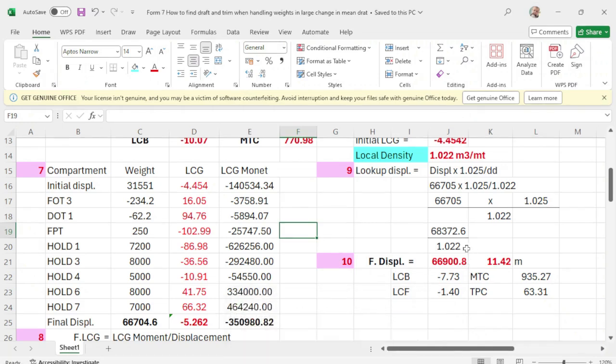So with this new displacement of 66900.8 with the new density 1.022, this will be your new draft at the density of 1.022. Put this one here.